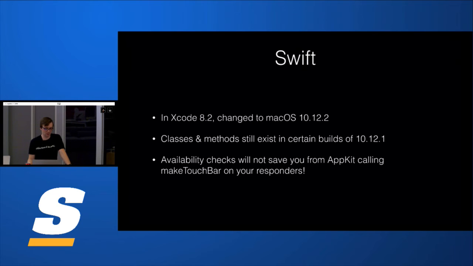So basically the workaround for that, if you're writing in Swift, is you could just punt and say if I'm on lower than 10.12.2, just don't make a touch bar. Or you could do that check in Objective-C and do respondsToSelector. Or you could also use KVC, I guess, to work around the availability thing.